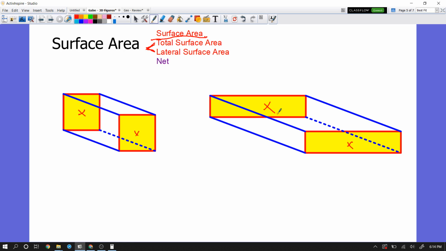So if we wanted to find total surface area, we would be finding the area of this square, and 4 rectangles from the sides, the top, and the bottom of how this is laying down.